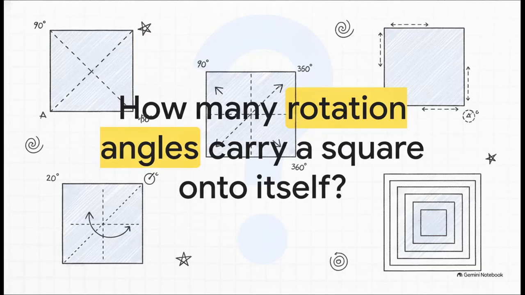Let's ensure you're actively grasping these concepts. Read this challenge question carefully. How many angles of rotation cause a square to be carried onto itself? Think back to that example we just covered. I'll give you a second. The answer is 4. Did you get it right?